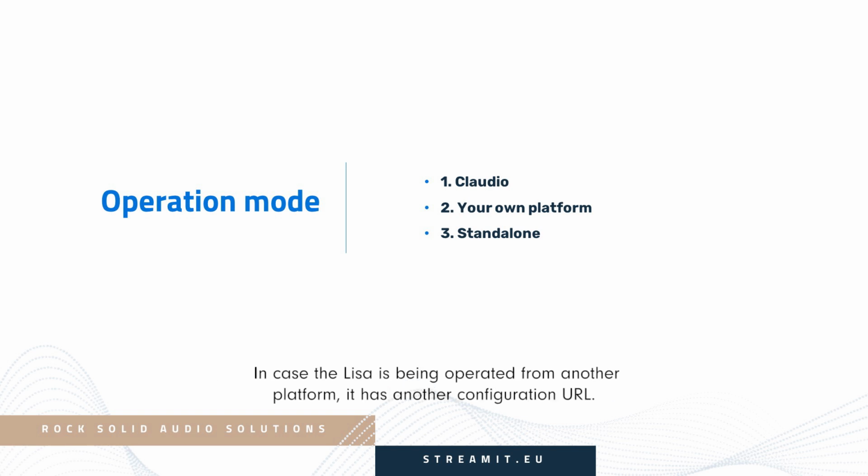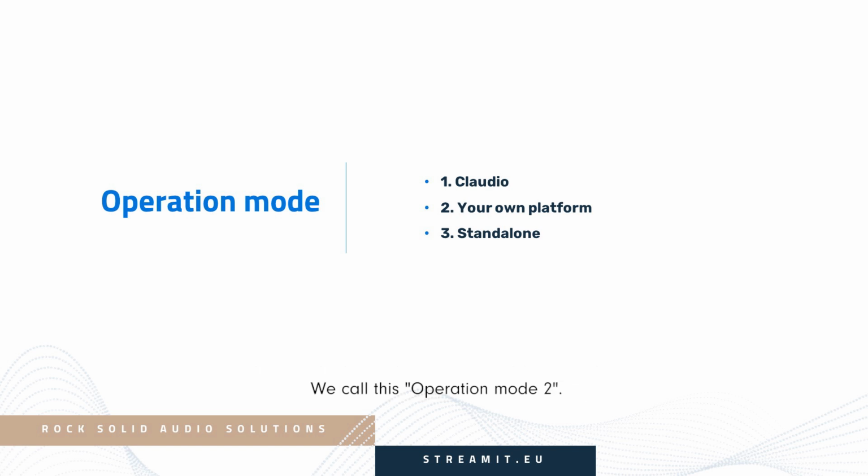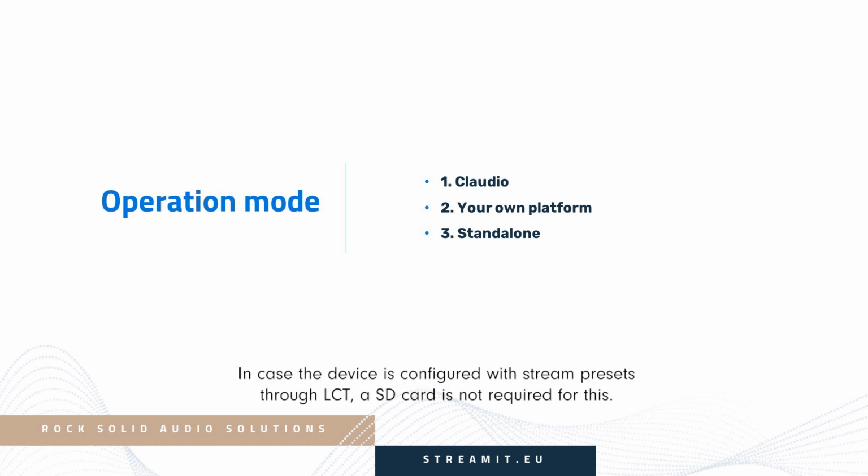In case the Lisa is being operated from another platform, it has another configuration URL. We call this operation mode 2. The third mode is the standalone mode. We call this operation mode 3. In case the Lisa device is configured with stream presets through LCT, an SD card is not required for this.